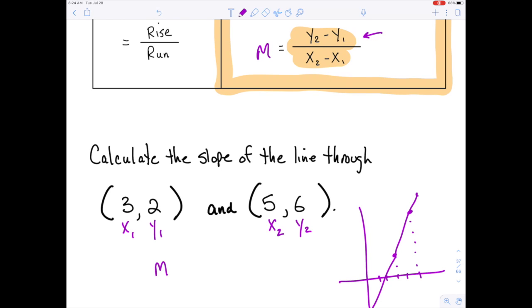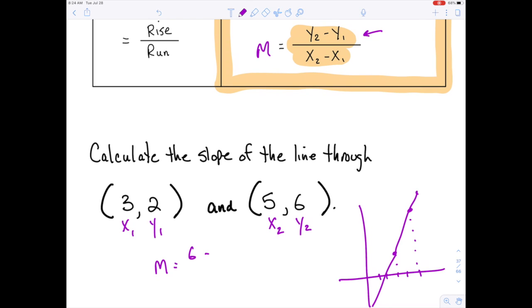So here we go. Slope is, on the top of a fraction, you take the second y, subtract the first y, and then you make your fraction bar. On the bottom, you take your second x, and you subtract your first x. And then you simply simplify that, right? 6 minus 2 is 4. 5 minus 3 is 2. So my slope is 2. Done. That's really all there is to it.